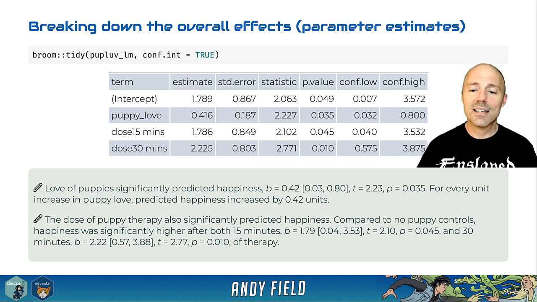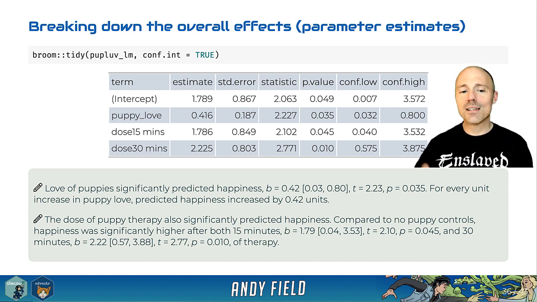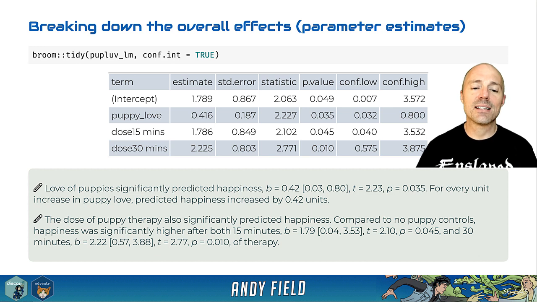What this is telling us is that for every unit increase in puppy love, so as puppy love goes up one on that 7-point scale, predicted happiness increased by 0.42 units. So that's 0.42 on that 10-point scale.